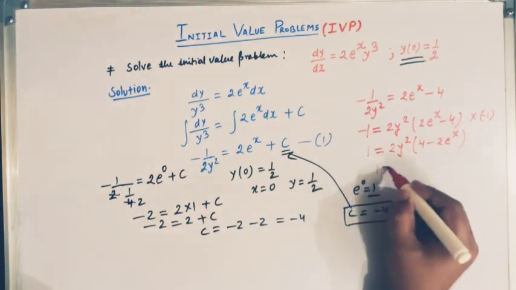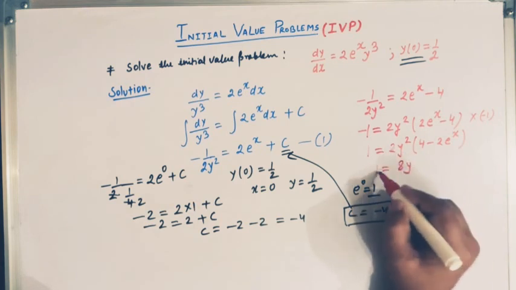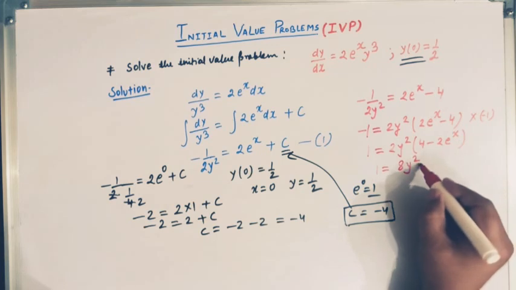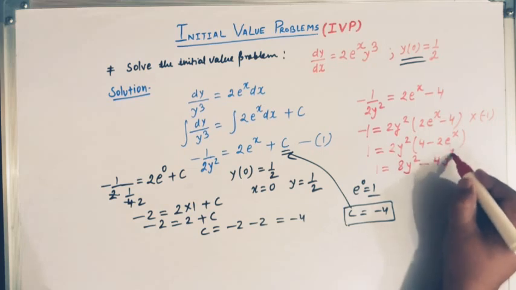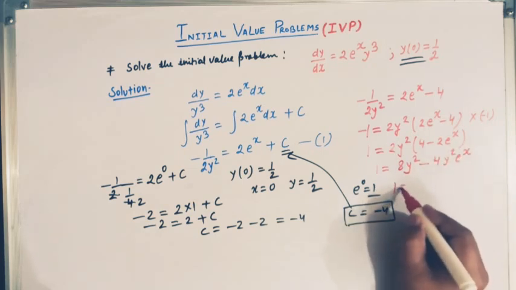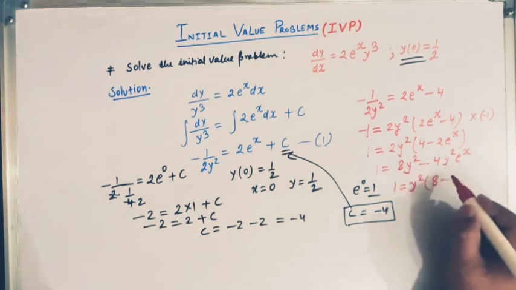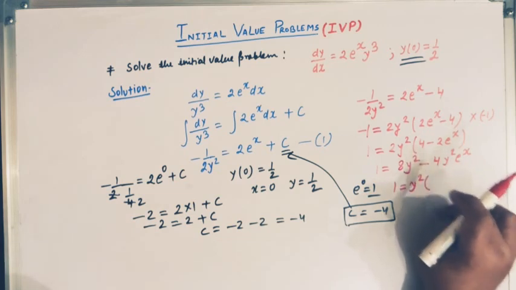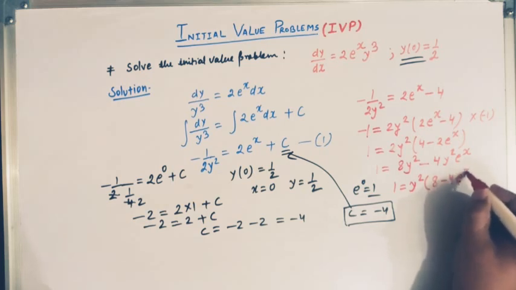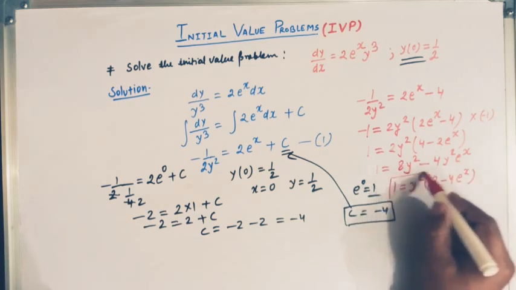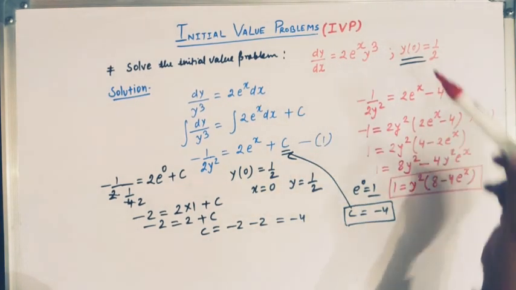So now we can write this expression as, 2 4s are 8, so we have 1 is equal to 8y square minus, 2 2s are 4, 4 y square e raised to x. Or this can be written as y square times 8 minus 4 times e raised to x. So this is the required solution of this differential equation when this condition is given.